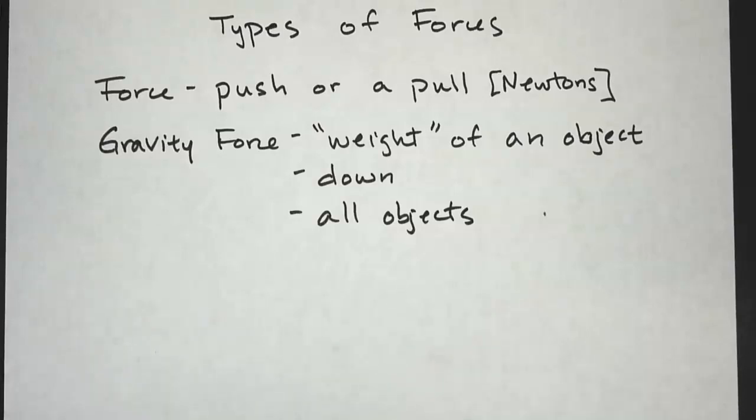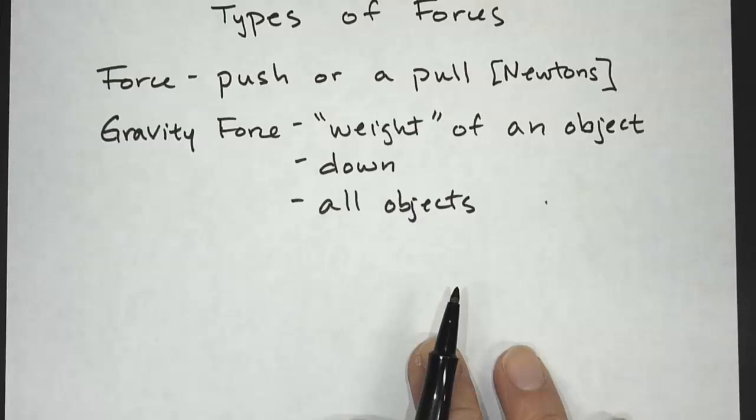Now, later on, you'll learn that there is a gravity force between any two masses, but for right now, we're going to typically just deal with things on Earth. So for all the objects on Earth, there will be a gravity force acting on them in the down direction.